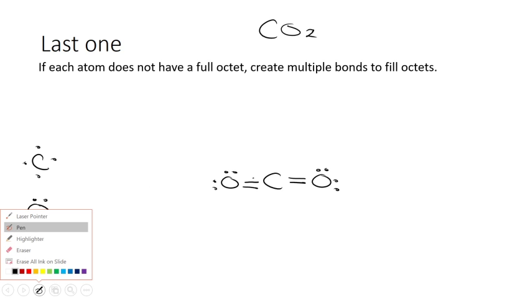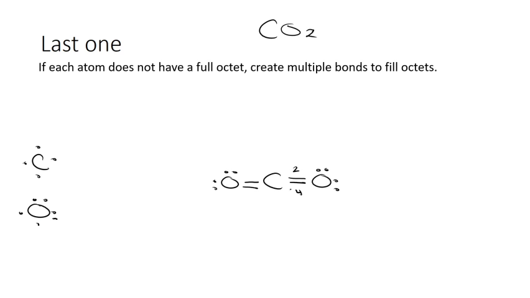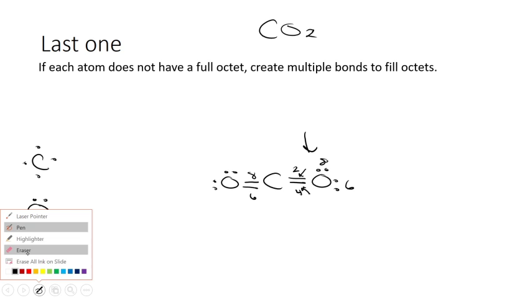If we count for carbon, we've got 2, 4, 6, 8. Great. If we count for oxygen, I'm counting for this one over here, we've got 2 in the bond, 4 in this bond, 6, and 8. Great. The other one looks the same, so we know that everything has a full octet. We are done.